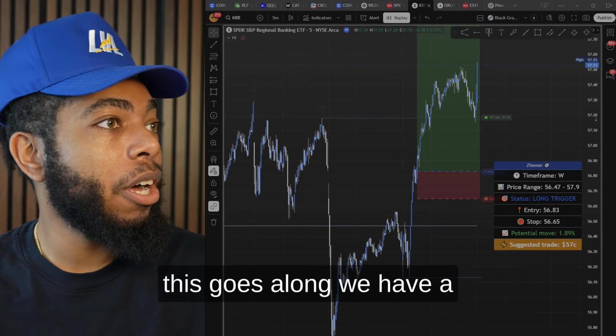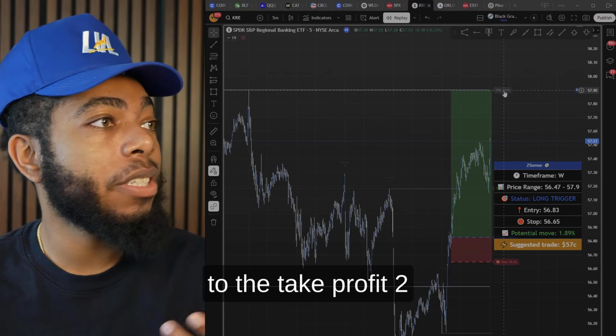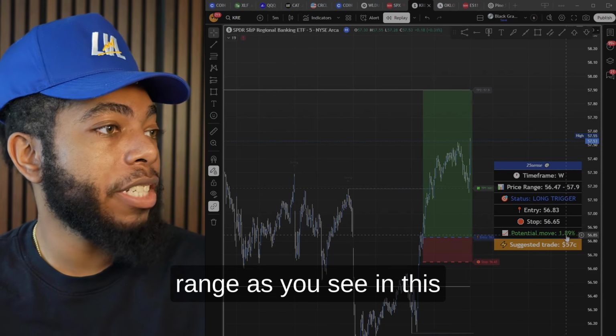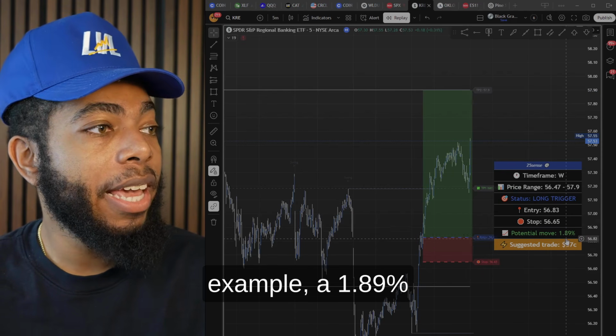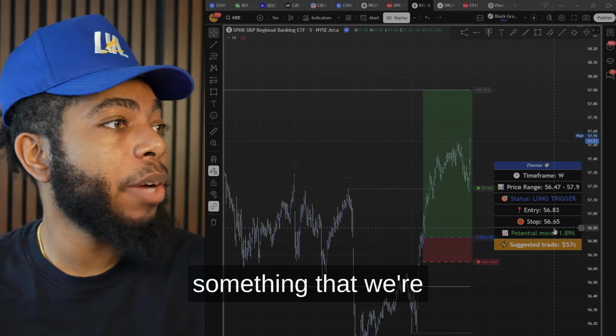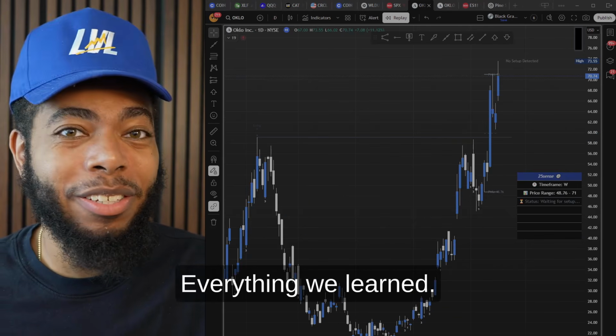Eventually, as this goes along, we have a full opportunity through the end of the week to get to the take profit 2 level. And so this gives us a huge range. As you see in this example, a 1.89% potential move in this stock. And so that's certainly something that we're looking forward to in terms of trying to create. So now let's put it all together, everything we learned.